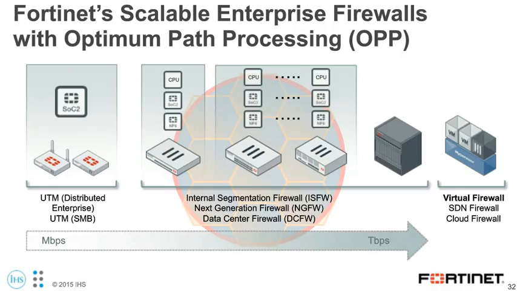Thank you, Keith. Here at Fortinet, as one of the leading global providers of network security, we are leveraging the latest in both ASIC technology as well as techniques like optimum path processing to deliver the increased performance that organizations need. With our scalable architecture, we're able to deliver solutions from the smaller enterprises, SMBs with UTMs, all the way up to the enterprise data center, firewalls and internal segmentation approaches, all the way up to the large carrier and cloud networks.